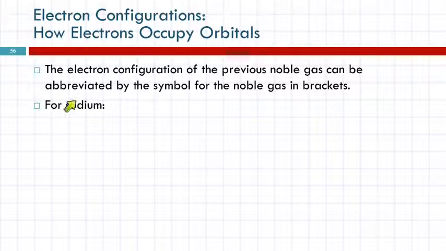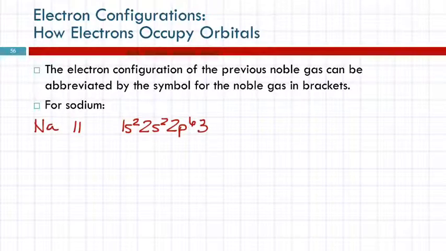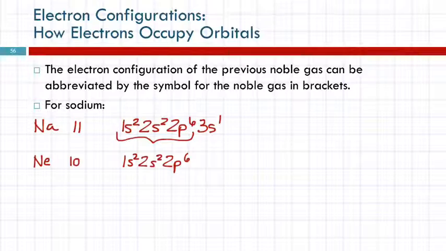So for sodium, the full electron configuration, let's do that. How many electrons does sodium have? 11. So 1s2, 2s2, 2p6, 3s2. Sorry, 3s1. 2 plus 2 plus 6 plus 1 is 11. That's the electron configuration. What's the electron configuration for neon? Neon has 10 electrons, right? 1s2, 2s2, 2p6. That's this part right there.